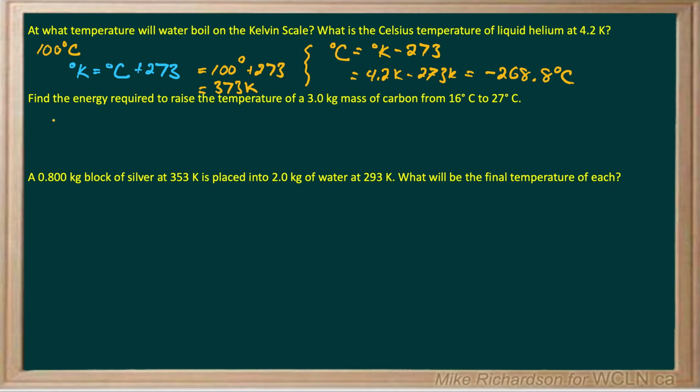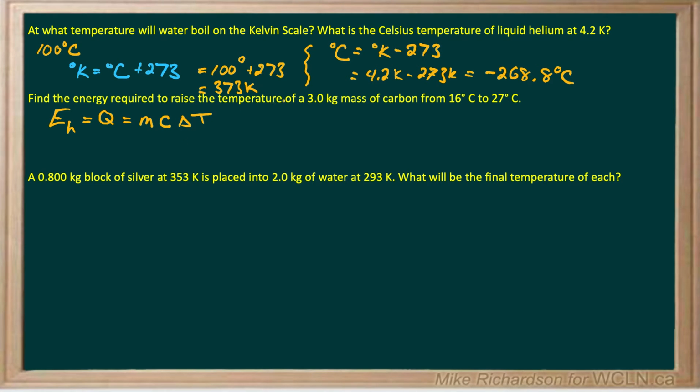Second question. Find the energy required to raise the temperature of a 3 kilogram mass of carbon from 16 degrees Celsius to 27 degrees Celsius. So we're heating up the carbon. So we're looking for heat energy or thermal energy. Sometimes they call this Q in thermodynamics. The formula is mass times the specific heat. Every substance heats up at a different rate.